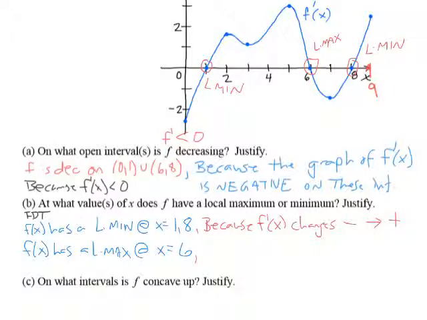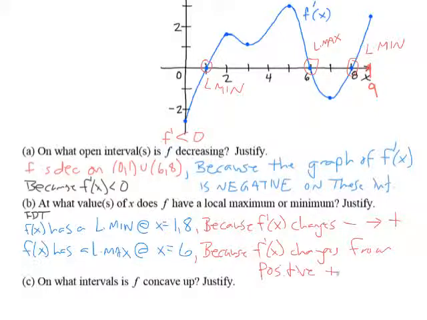And then the conclusion here is because f prime of x changes from positive to negative. And the order is important. What we're citing here is the first derivative test. And keep in mind we're given the derivative, so our justification needs to be based off of what we are given.